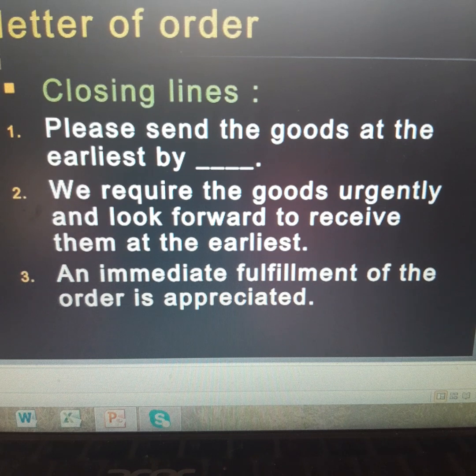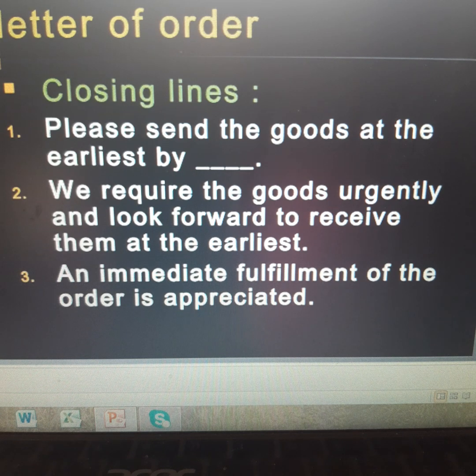The closing line. After you have made the tabular format of your items required, you now need to draft the closing. Please send the goods at the earliest by. Date you have to mention. Very important, children, the date you have to mention. Latest by, earliest by, so and so date. We require the goods urgently and look forward to receive them at the earliest.